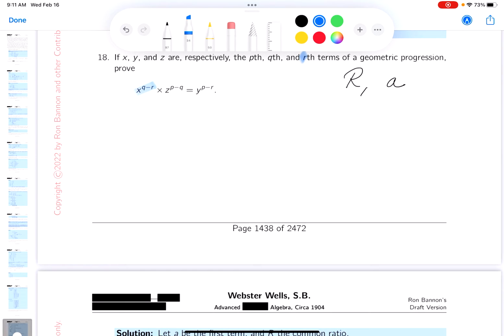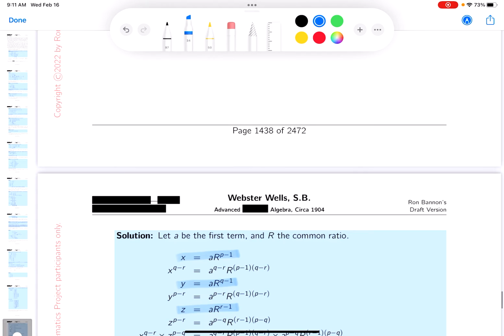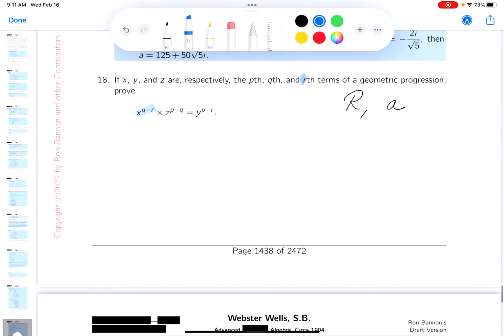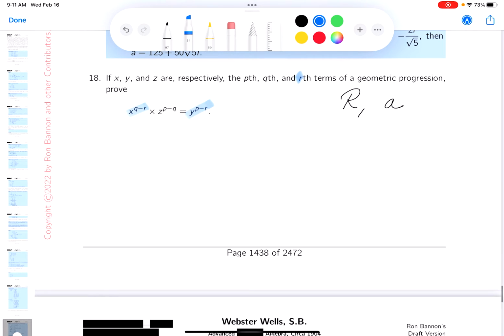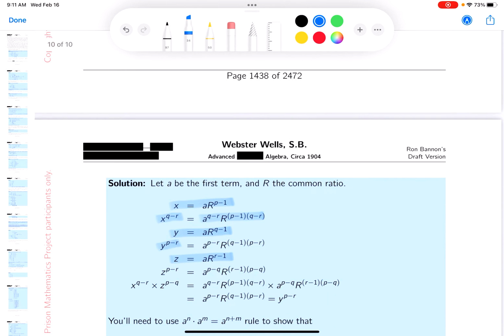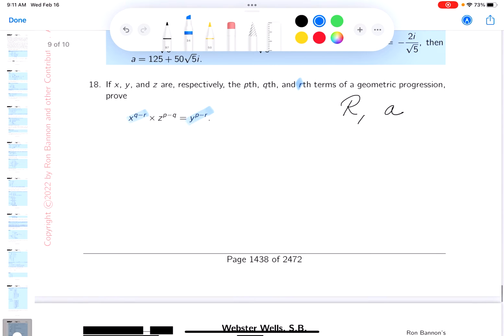So I certainly want to see if I can see x to the q minus r. And I don't see it, but I can get it there by raising both sides of that first equation to the q minus r. And that's relatively simple. You raise A to the q minus r, and then the R, which is already raised to p minus 1, that exponent would be multiplied by q minus r. That was pretty reasonable. And then I got to get this thing over here. That's y to the p minus r. I see that right over here. I raise both sides of the y equation to the p minus r. And that looks relatively simple to do. And then I got to get this one over here, which is z to the p minus q.